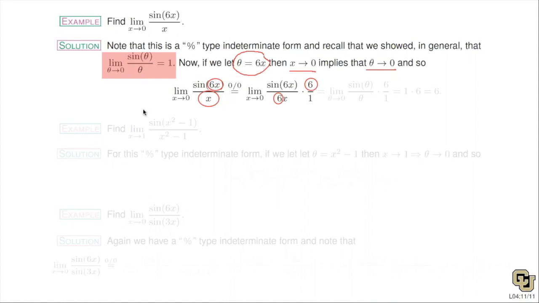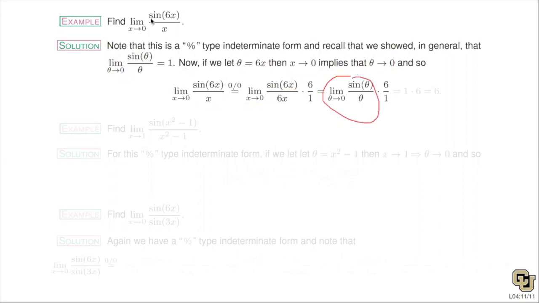And so now, like I said, I use the different variable, but you can replace the 6x here with theta. You can replace this 6x in the denominator with theta. And as x goes to 0, theta goes to 0. So I can replace this part. And so now I get a limit that looks exactly like the limit we know from the squeeze theorem. As theta goes to 0, this limit will go to 1. And so my limit here is 1 times 6 because I still have this 6 hanging around.